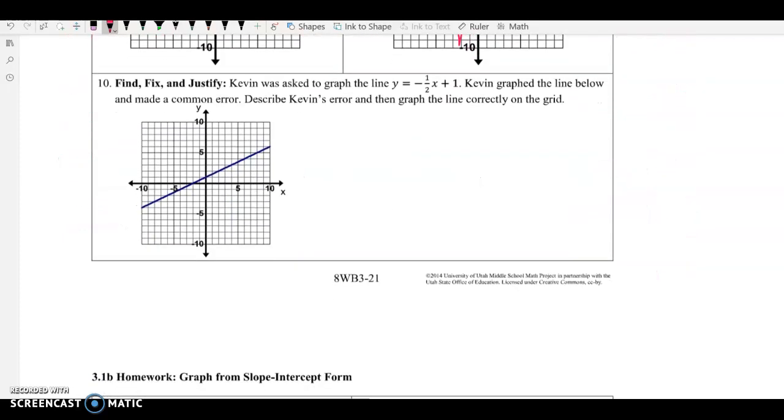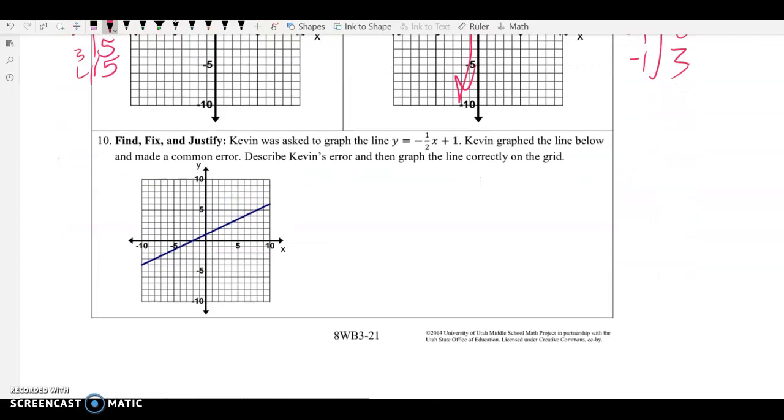All right. Number 10, it says Kevin was asked to draw a line of y equals negative 1/2 x plus 1. Kevin graphed the line below and made a common error. Describe Kevin's error and then graph the line correctly on the grid. Well, I know his slope should be negative 1/2. His y-intercept is 1. Looks like he got his y-intercept right. His slope is going up 1 over 2, up 1 over 2, up 1 over 2. So what did he do incorrectly?